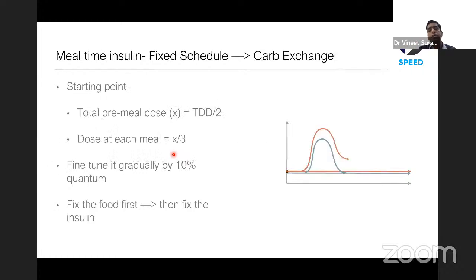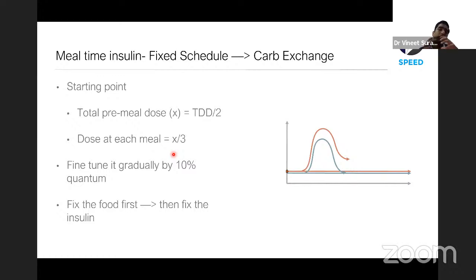So the starting point again in this is the total pre-meal dose we decide, divided by 2, will give me the prandial dose. Now this dose at each meal is divided. Suppose I have a total of 30 units per day. I divide it by 2, so 15 goes to the basal. Now 15 comes to the prandial dose. Now 15 we divide into 3 equal doses, so 5 units at each meal: breakfast, lunch and dinner.